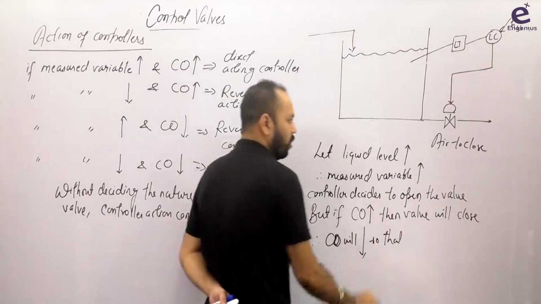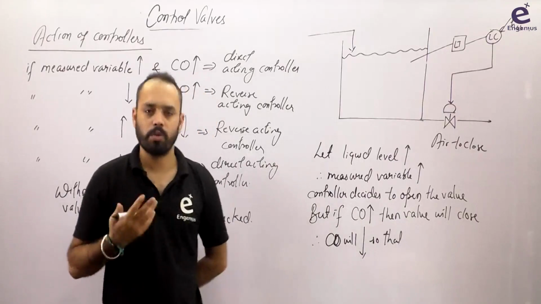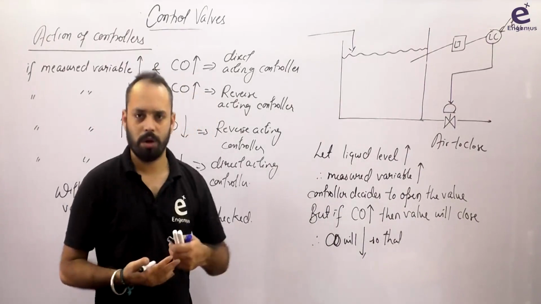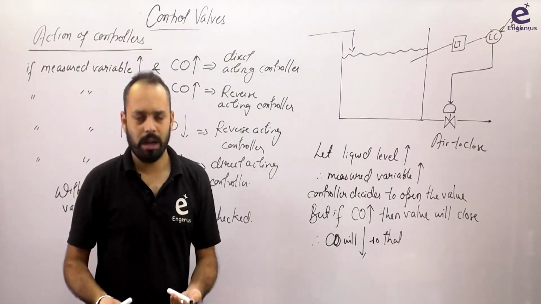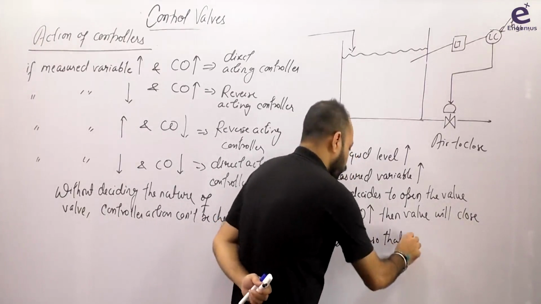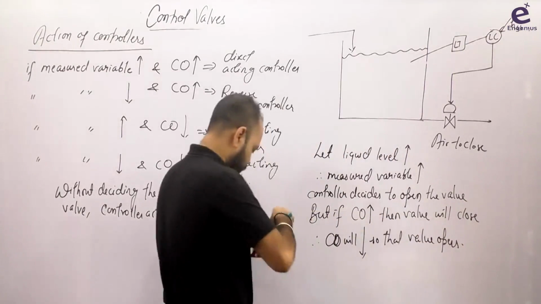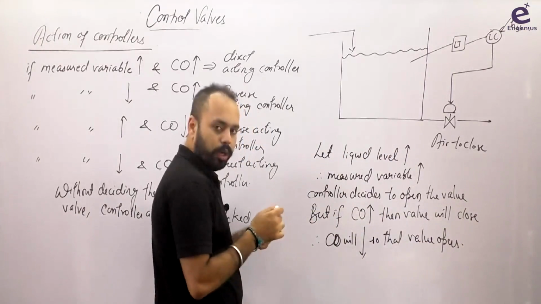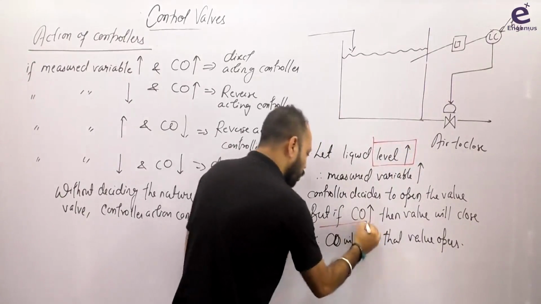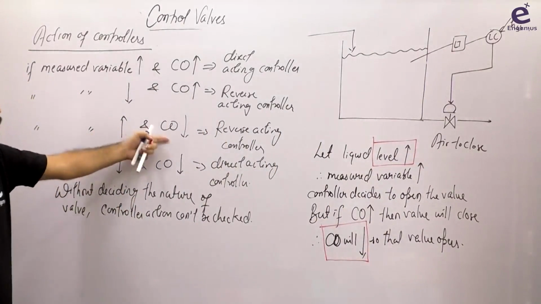So suppose earlier the system was at steady state. Suppose earlier the controller output was 12 psig, so now it will be 9 psig or 10 psig. So at 9 psig controller output, less air pressure will be there and the valve will open. So CO will decrease so that the valve opens. Now check this. The liquid level, the measured variable, increases and the controller output decreases. So which case? Measured variable increases, controller output decreases.